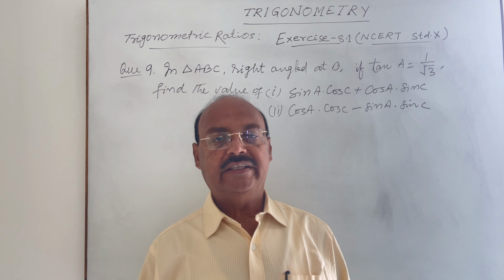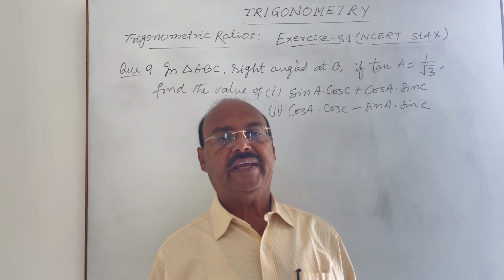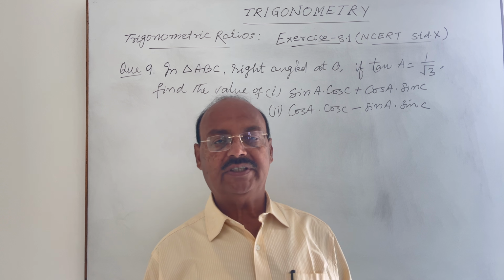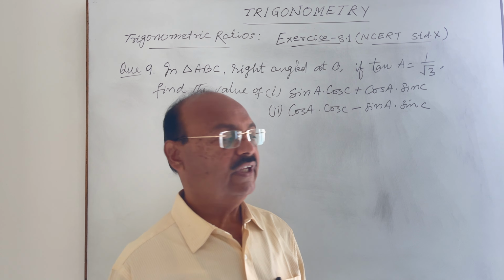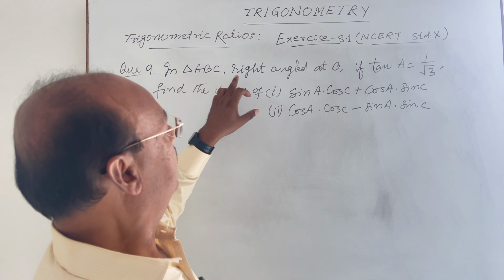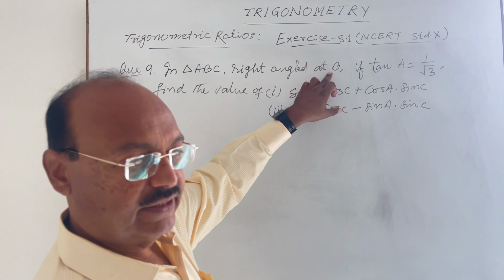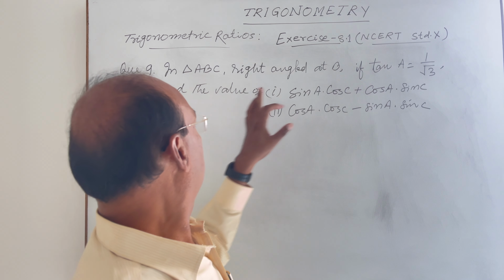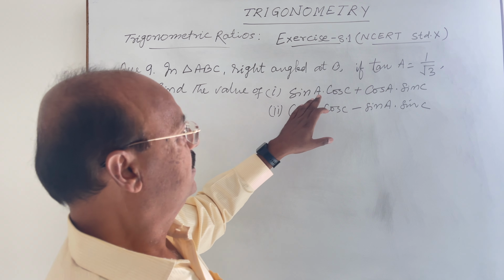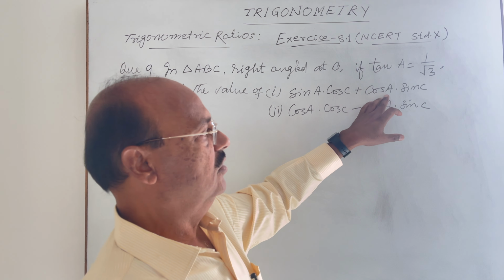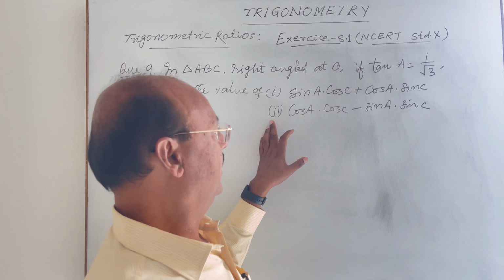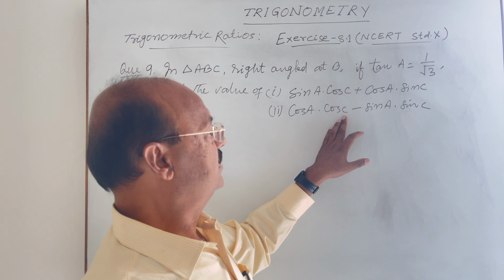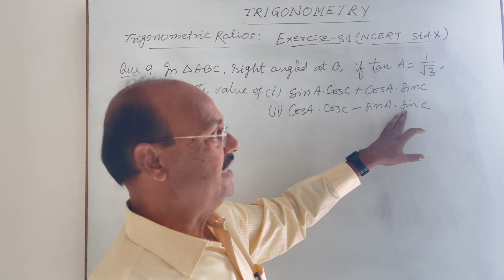Let us see the ninth question from exercise 8.1 of the chapter Trigonometry. Here the question is: in triangle ABC, right angle at B, if tan A is equal to 1 by root 3, find the value of sin A into cos C plus cos A into sin C, and second, cos A into cos C minus sin A into sin C.